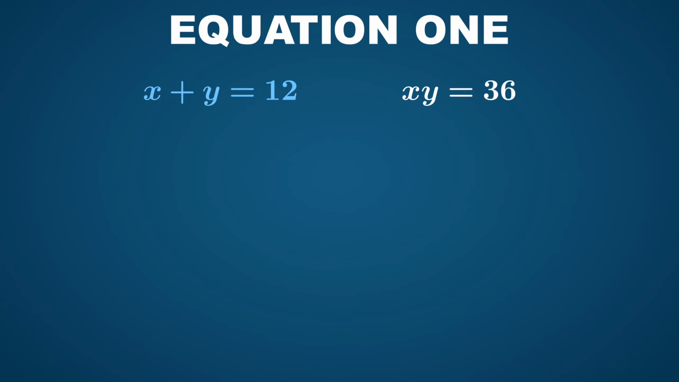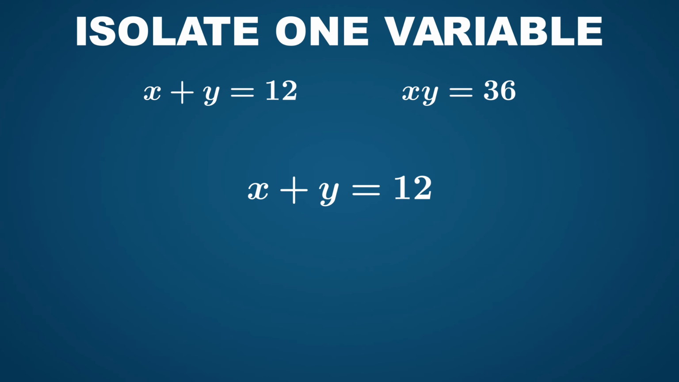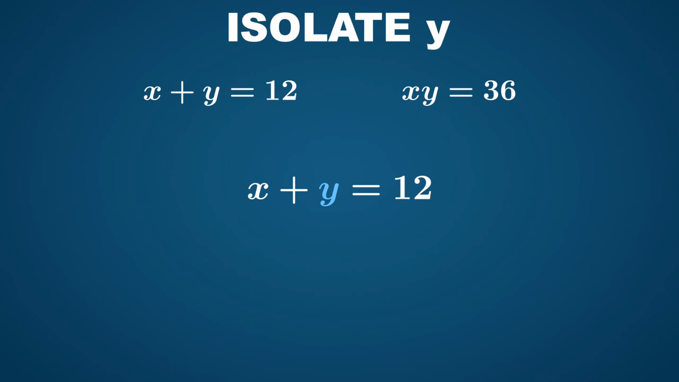We will begin our algebraic process by focusing on the first equation. The first equation relates our two unknown variables through addition. It states that the sum of the variable x and the variable y is 12. To proceed, we want to isolate one of these variables on a single side. Let us choose to isolate the variable y on the left side of the equals.